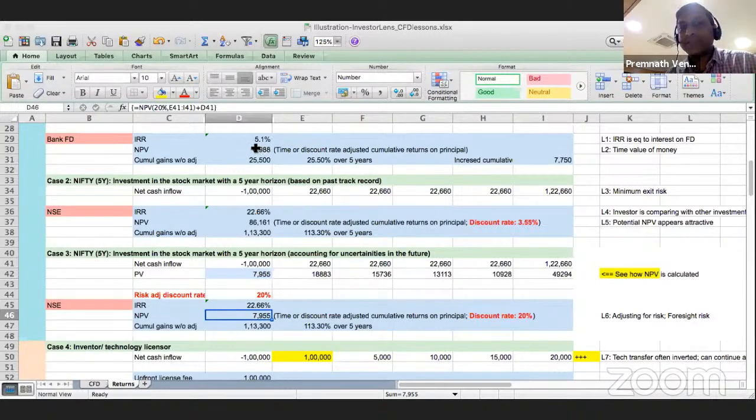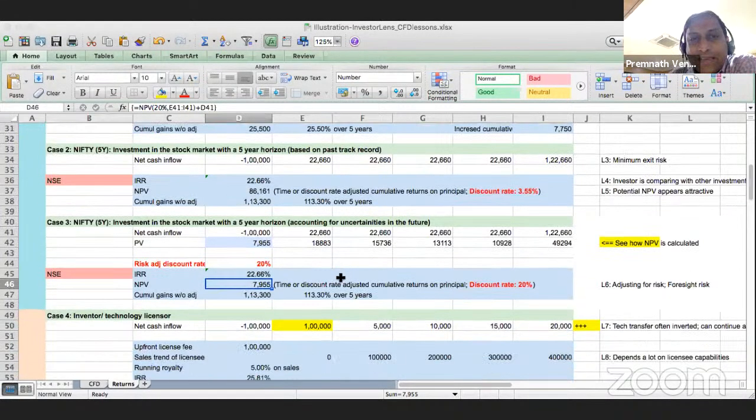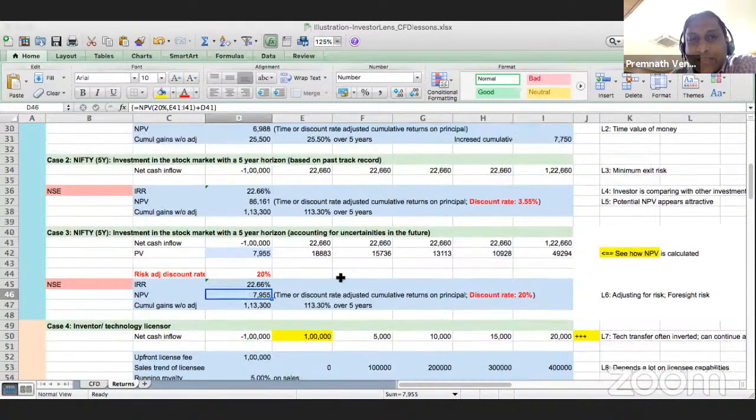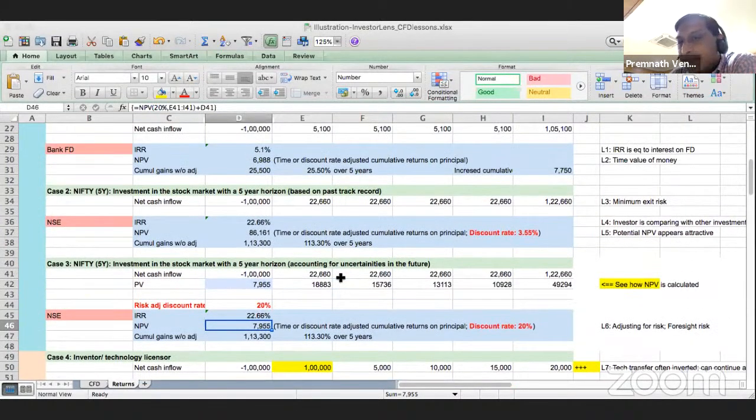Okay, but you can see that if this 20% is right, this is not bad compared to the FD, which was fetching you about 6,988. A little better than that, 1,000 rupees more than that. So maybe if you trust your 20% number, you will go with this, right? So is everybody still clear? Okay, so this is part one of the story, right?